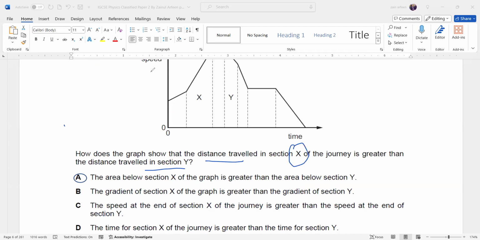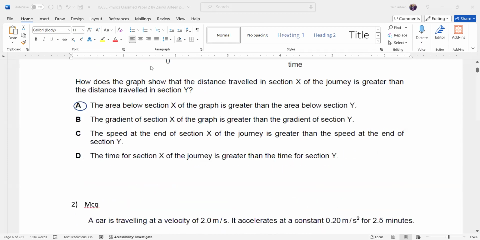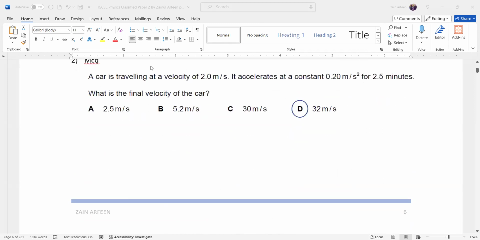Whenever we have a speed time graph, the distance traveled is given by the area under the graph. So the area of X is more than the area of Y. That's why the distance covered in X is more than Y. That's why option A is the right answer. If it was about acceleration, like which has a greater acceleration, in that case we compare the gradient. The steeper the gradient, the greater the acceleration.